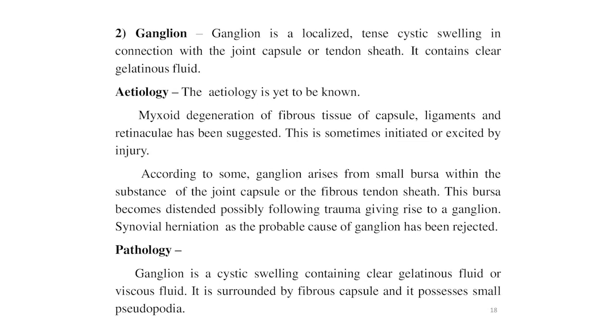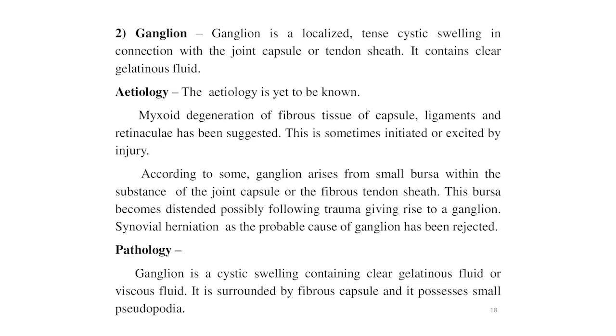The etiology of the ganglion is yet to be known. Myxoid degeneration of the fibrous tissues of the capsule, ligaments and retinacula has been suggested. This is sometimes initiated or excited by injury. According to some, ganglion arises from a small bursa within the substance of the joint capsules or fibrous tendon sheath. This bursa becomes distended, possibly following trauma, giving rise to the ganglion. Synovial herniation as the probable cause of the ganglion has been rejected.